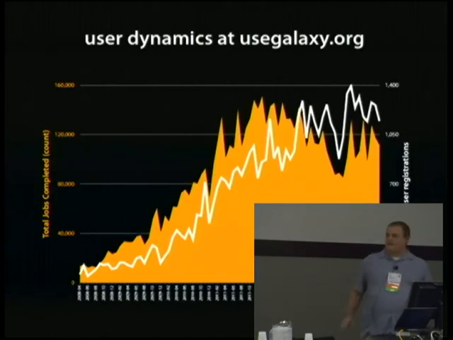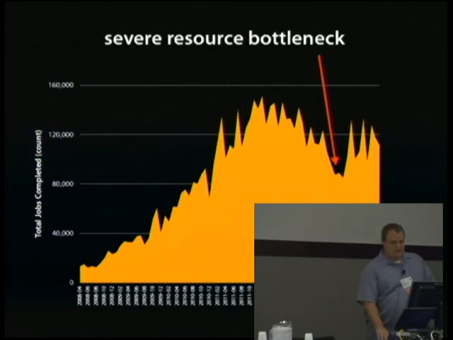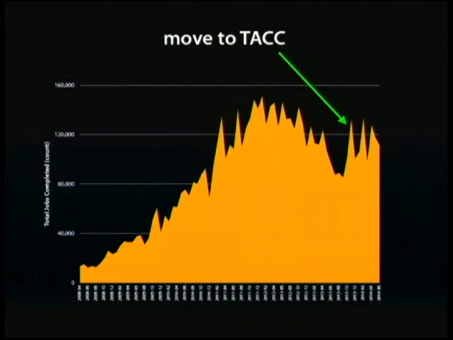So now onto the actual community stuff. This is a graph of the total jobs completed per month since 2008 or so, along with the new user registrations on a monthly basis. And we can see that there's a huge drop in jobs completing per month. We solved this by moving onto TACC's infrastructure down in Texas. And we see that we can now run jobs pretty well again.